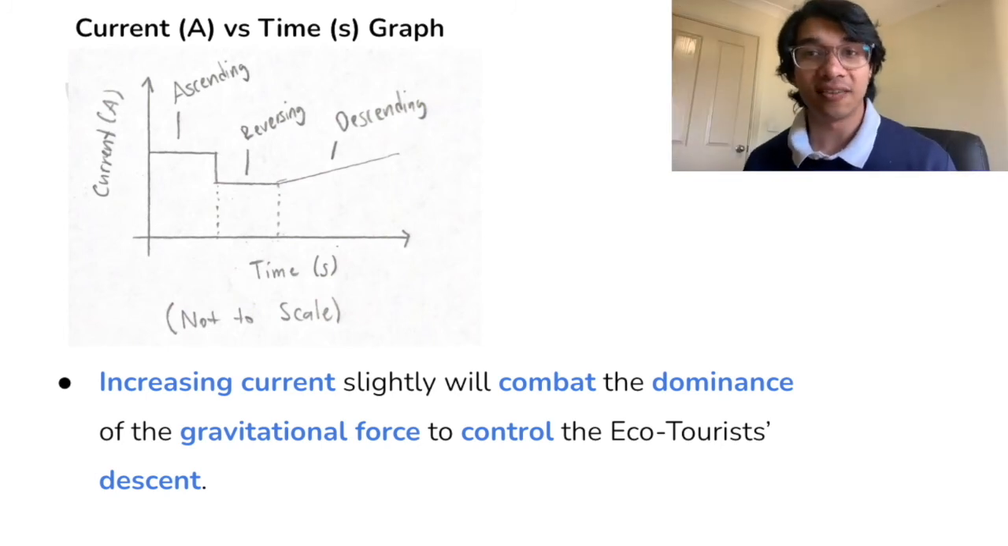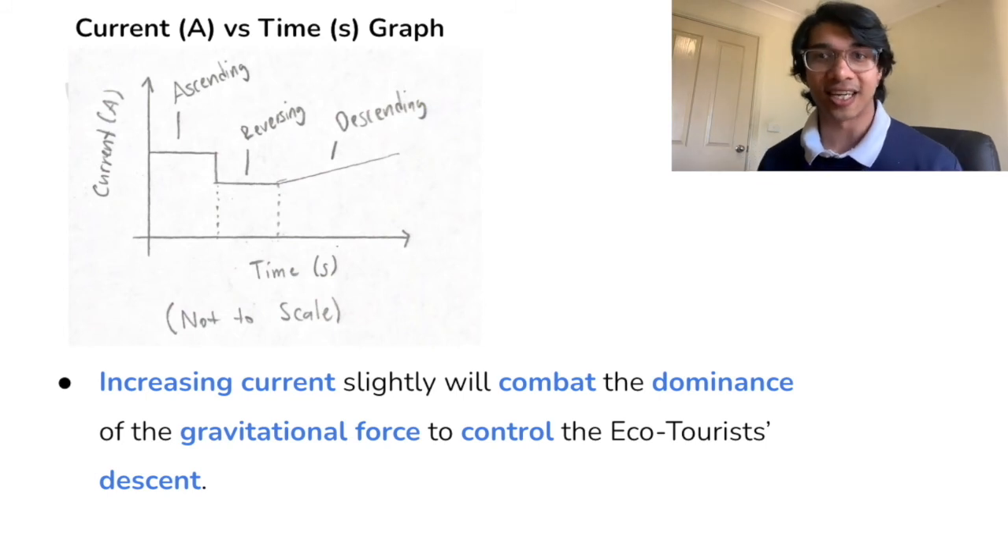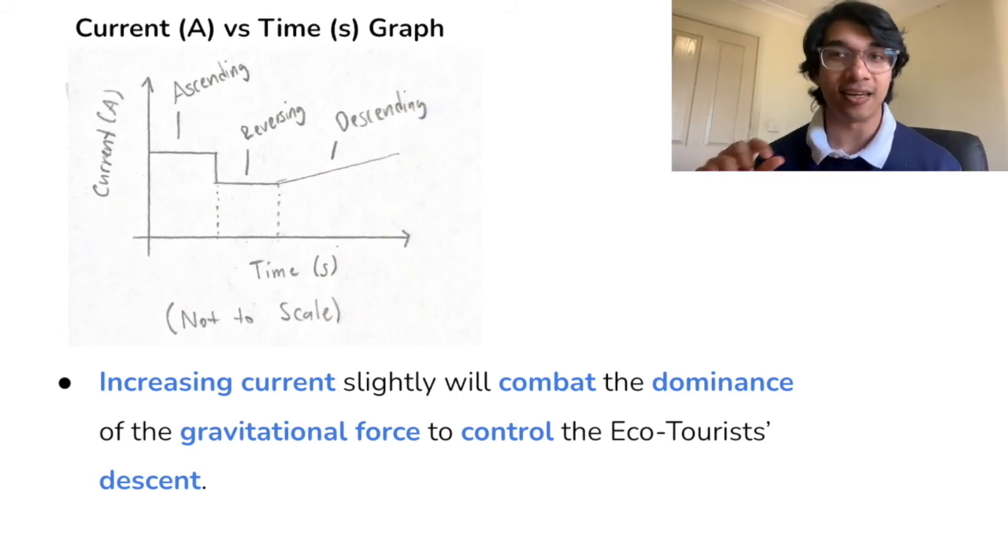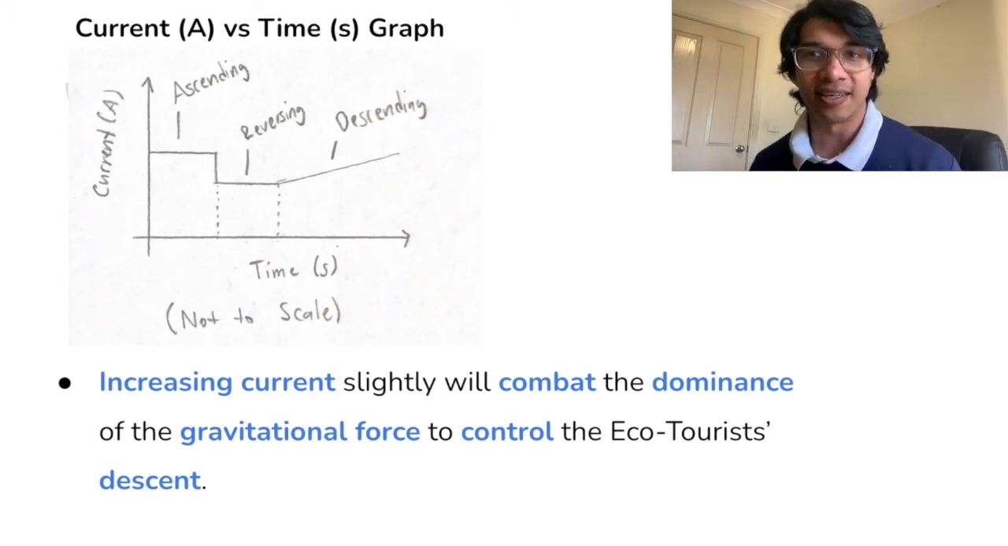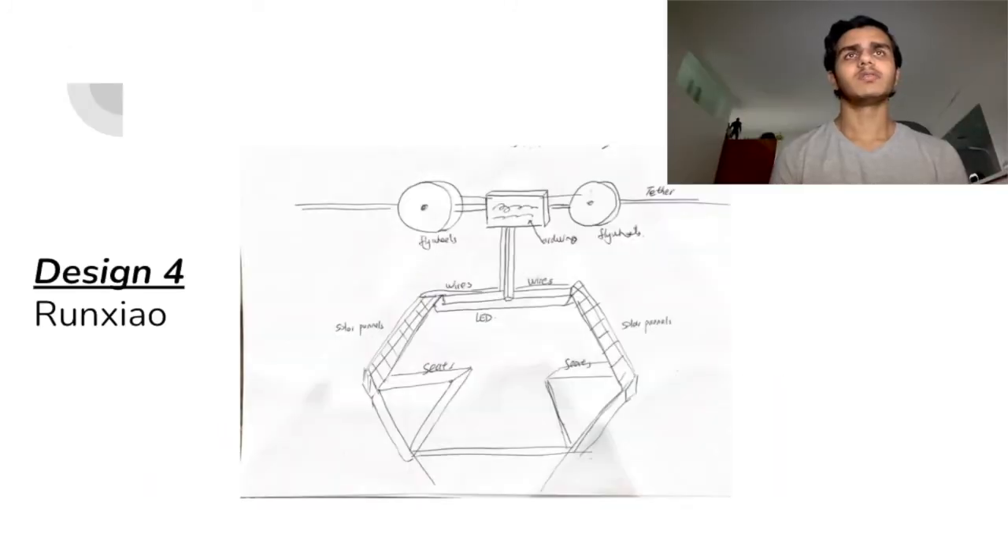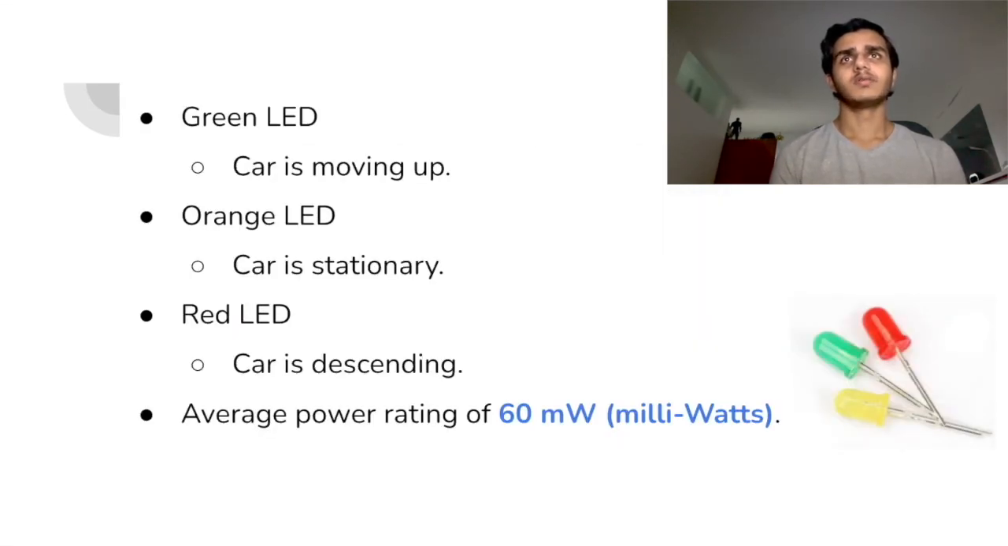To ensure a safe, controlled descent for the eco-tourists that are inside the cable car, we'll increase the current slightly as the cable car is going down the tether to ensure it's not accelerating during the fall. Our design incorporates the use of 3 independent LEDs. These LEDs are of different colors, with green indicating that the car is moving up, orange indicating that the car is stationary, and red indicating that the car is now descending. These lights will have an average power rating of 60 milliwatts, meaning that they will have negligible effects on our overall supply of 6 watts from the solar panels.